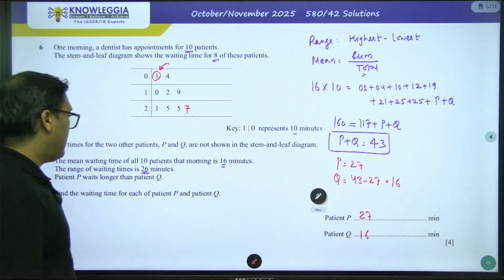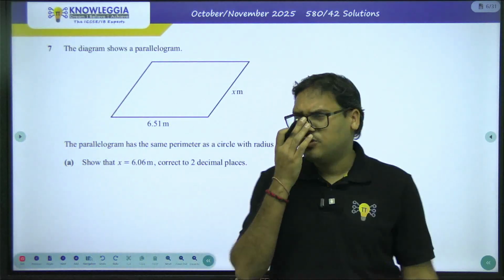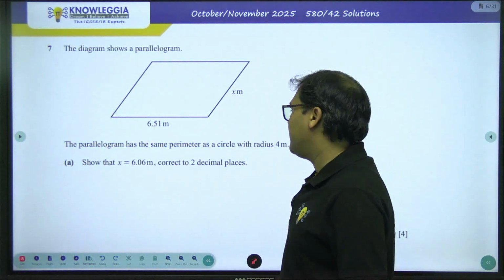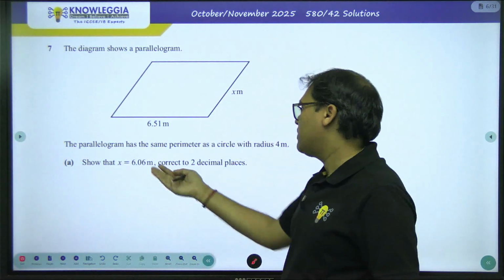27 and 16 is the answer for this question. Next question. Question on parallelogram, the geometry. The parallelogram has the same perimeter as a circle of radius 4. What is the value of x? You have to show that this is x.